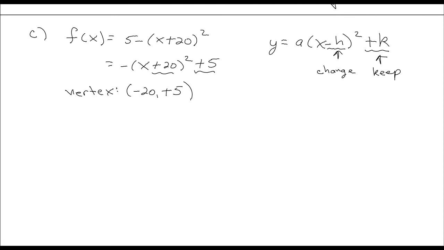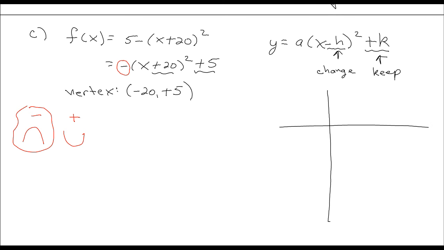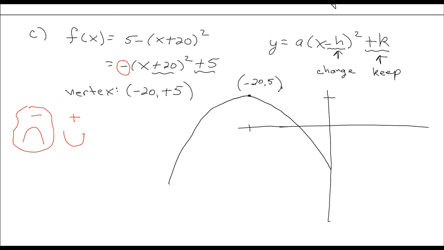Now because of this negative sign, when it's a negative out front, the graph is going to be face down. If it were positive, it would be face up. So I want this one. Now to start graphing it, I need to go left 20 units and up 5. So I'm over here somewhere with my vertex. And because it's going down, the graph is going to do something like this. That was horrible. Let me redo that. There we go. And come down.